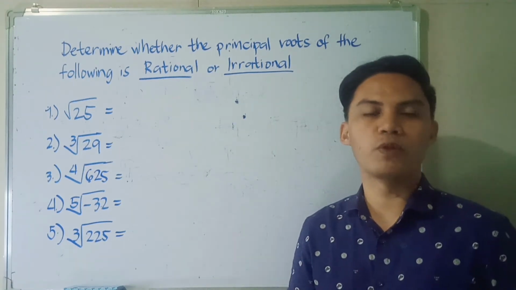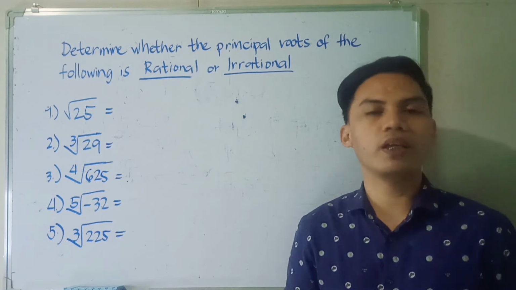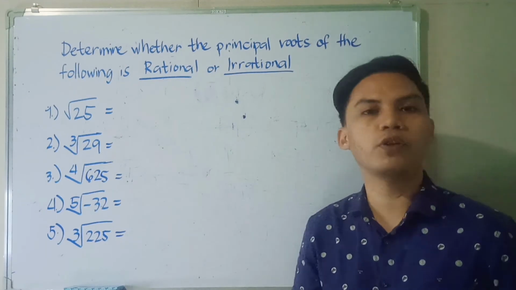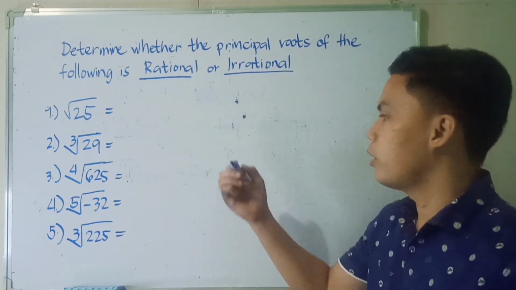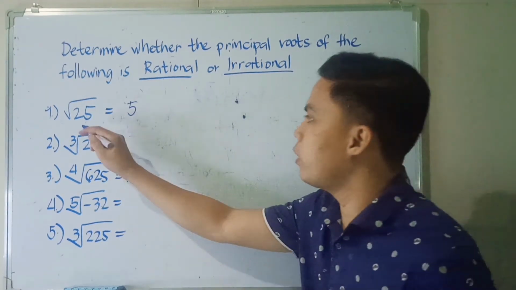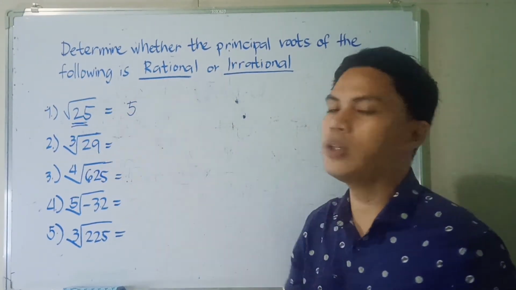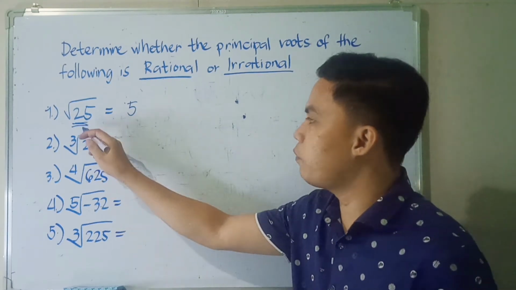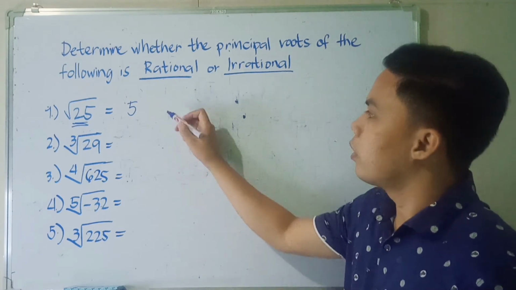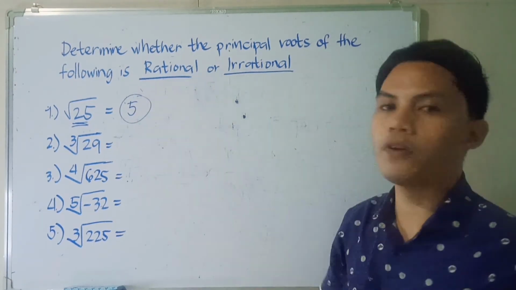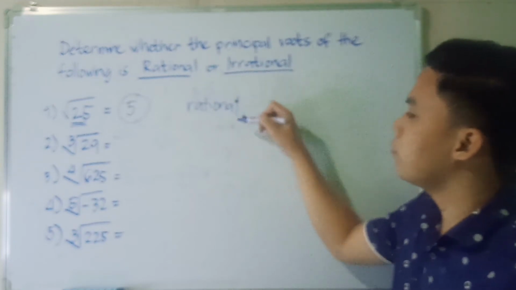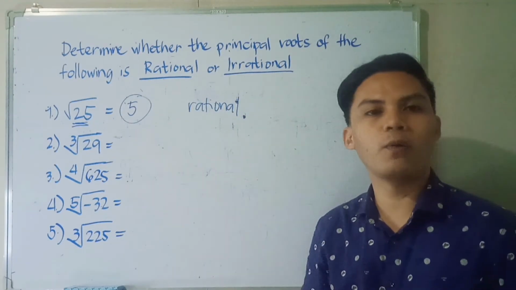Square root of 25. So we all know that 25 is a perfect square. And if we're going to get the principal root of square root of 25, we have 5 as our answer. So since yung 25, again, yung radicand yung titignan natin, since yung 25 is a perfect nth power of 2, then our principal root na 5 is rational.